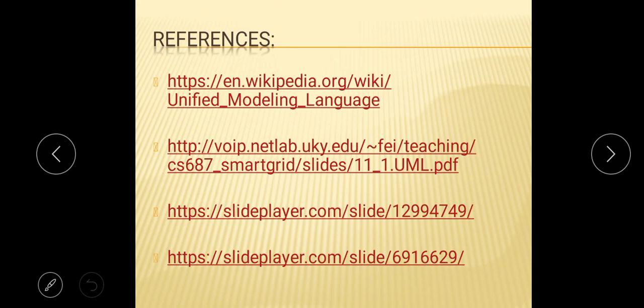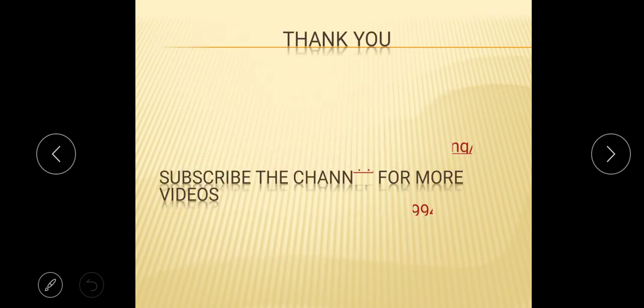So this was all regarding these three diagrams: the sequence diagram, the collaboration diagram, and the last one, the state chart diagram or state diagrams. These references are very useful. I have taken help from these references, and a few slides are also taken from them. So if you want to know more detail, you can go through these references. I think it will be helpful for you.